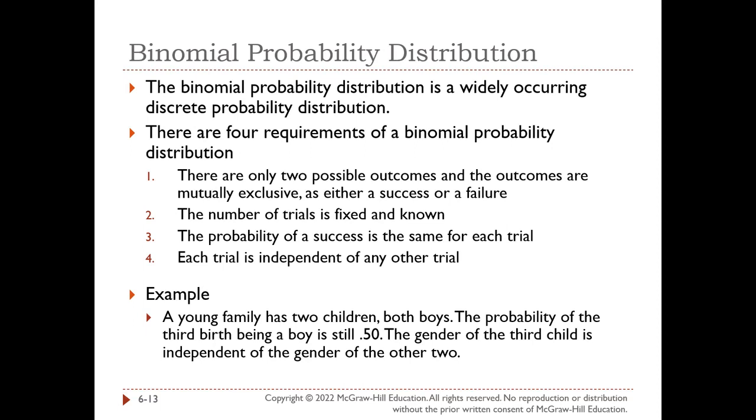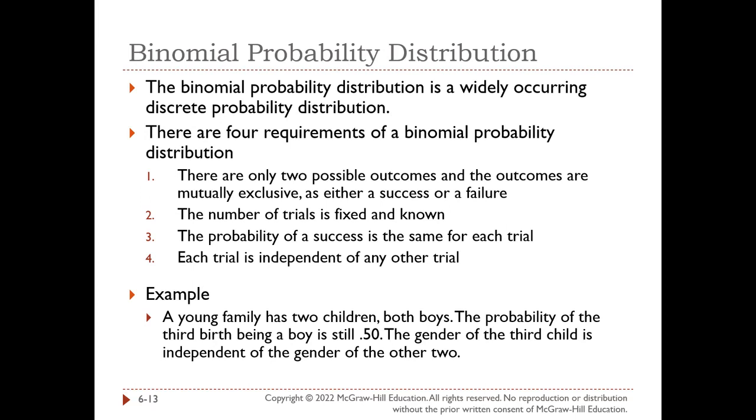Next, binomial probability distributions. Now we already know this is probably going to deal with two possible outcomes. Thus, binomial. Bi always means two. So the binomial distribution is a widely occurring discrete probability distribution. There are going to be 4 requirements for a binomial probability distribution.